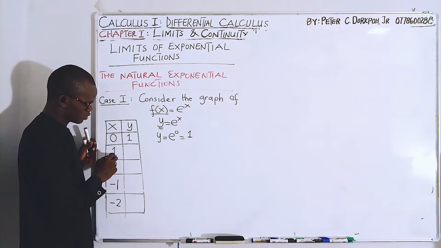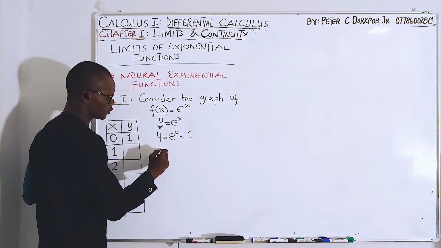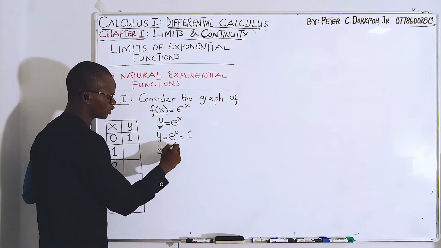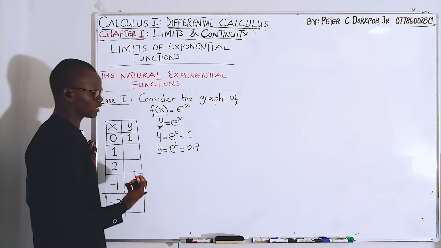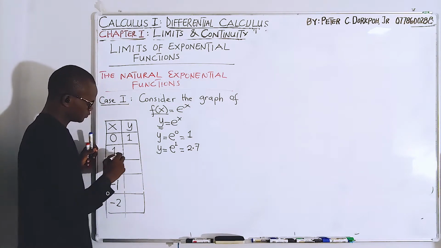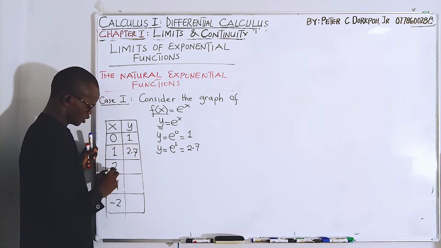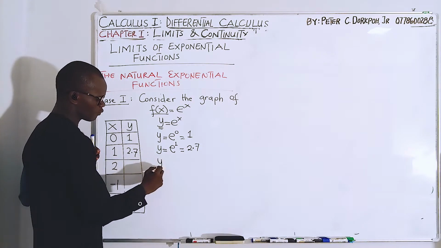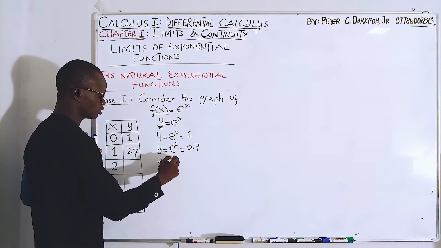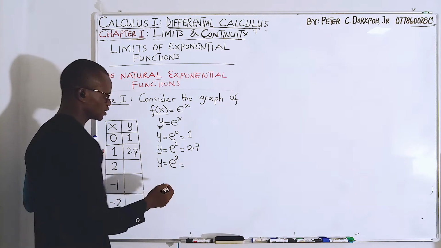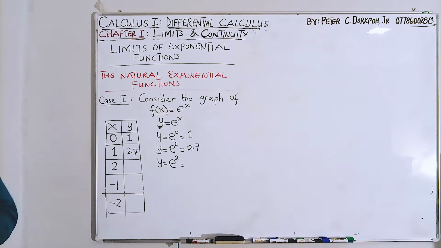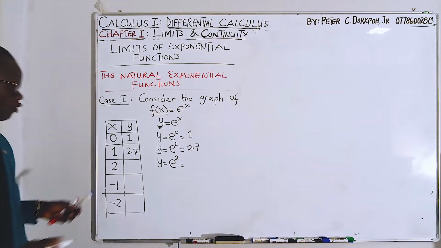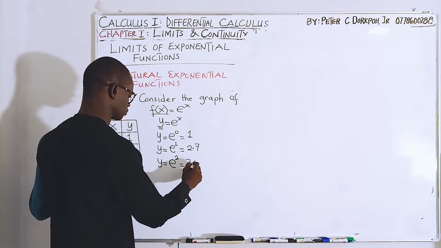What if we have x to be 1? So we say y equals, when x is 1, you have e raised to the power 1, it just equals 2.71. We just take 2.7 approximately. What if we say x is equal to 2? So we have y equals e raised to the power 2. Now, it's like saying 2.7 times 2.7. So we will get something around 7.4, approximately 7.4.